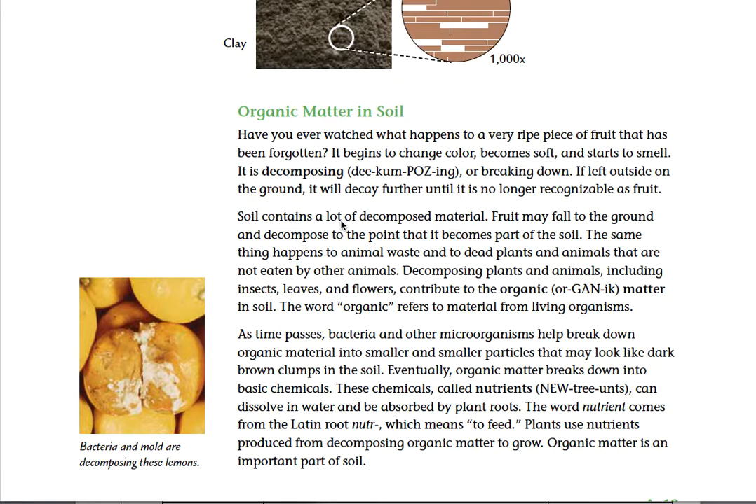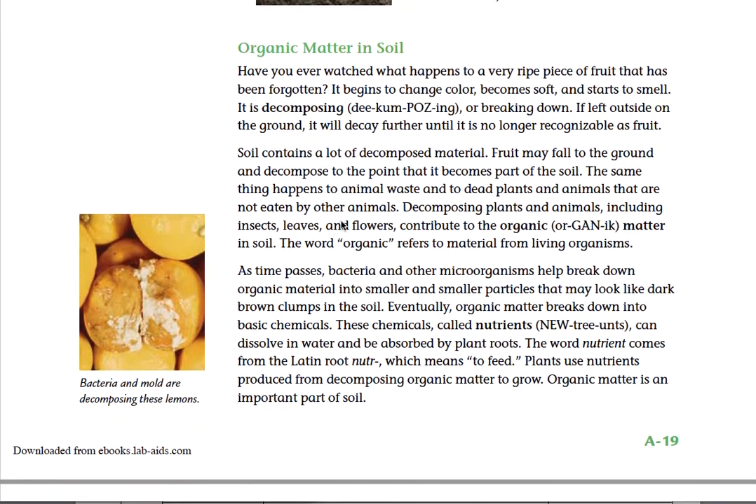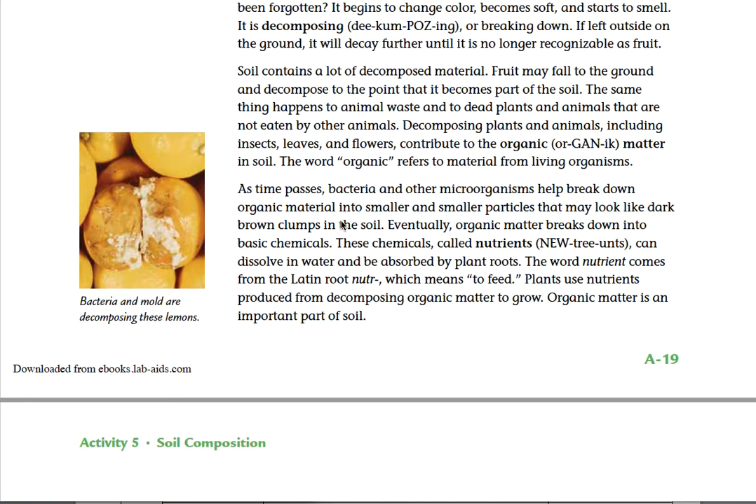As time passes, bacteria and other microorganisms help break down organic material into smaller and smaller particles that may look like dark brown clumps in the soil. Eventually, organic matter breaks down into basic chemicals. These chemicals, called nutrients, can dissolve in water and be absorbed by plant roots. The word nutrient comes from the Latin root nutri, which means to feed. Plants use nutrients produced from decomposing organic matter to grow. Organic matter is an important part of soil. Here you see over here, bacteria and mold are decomposing these lemons.